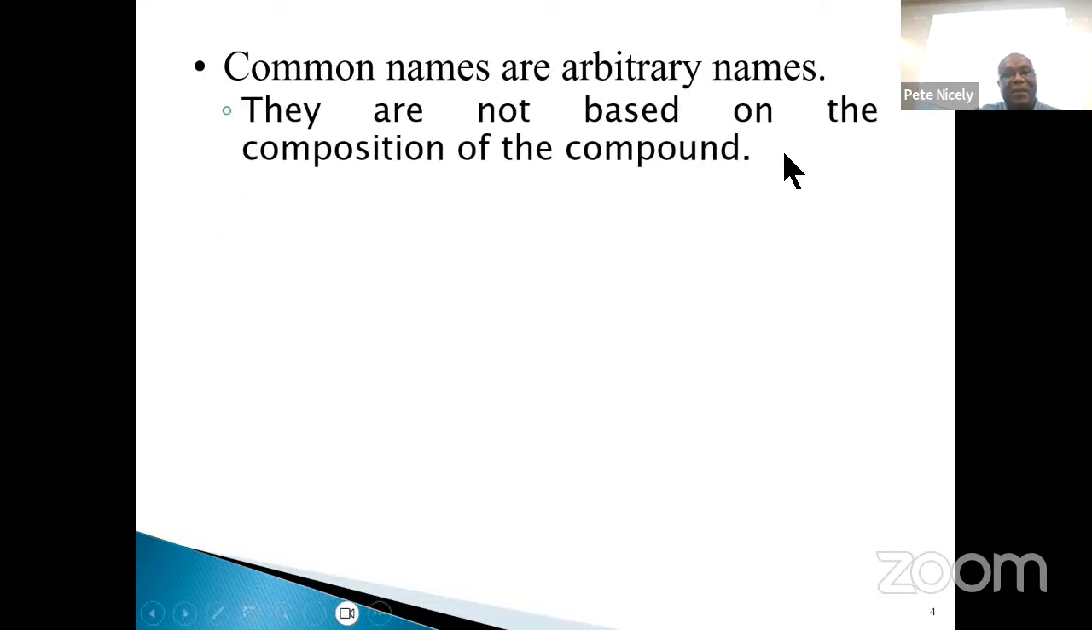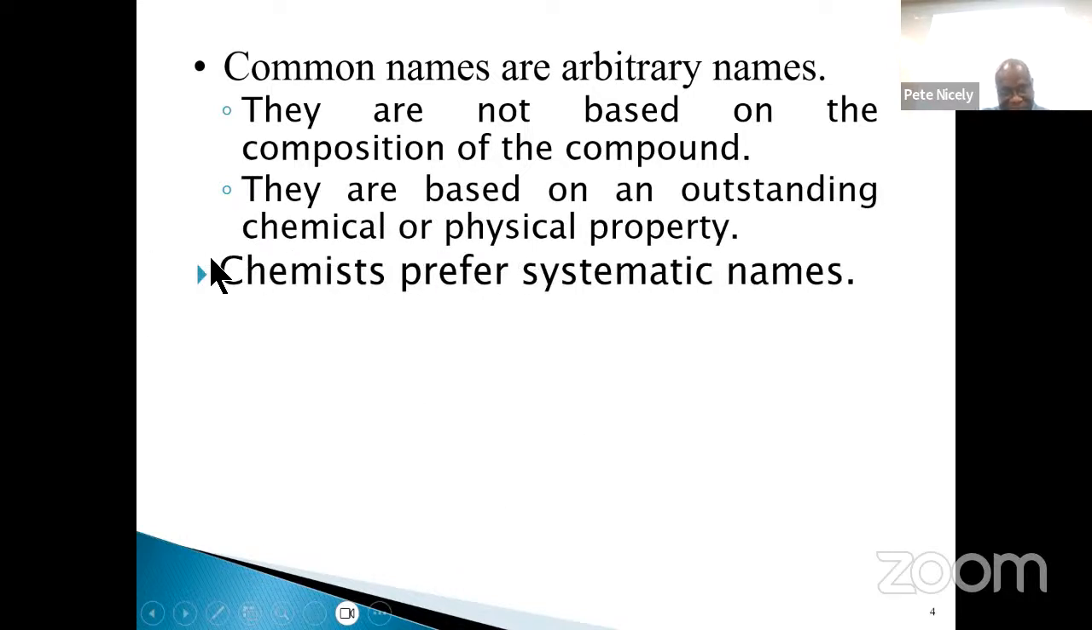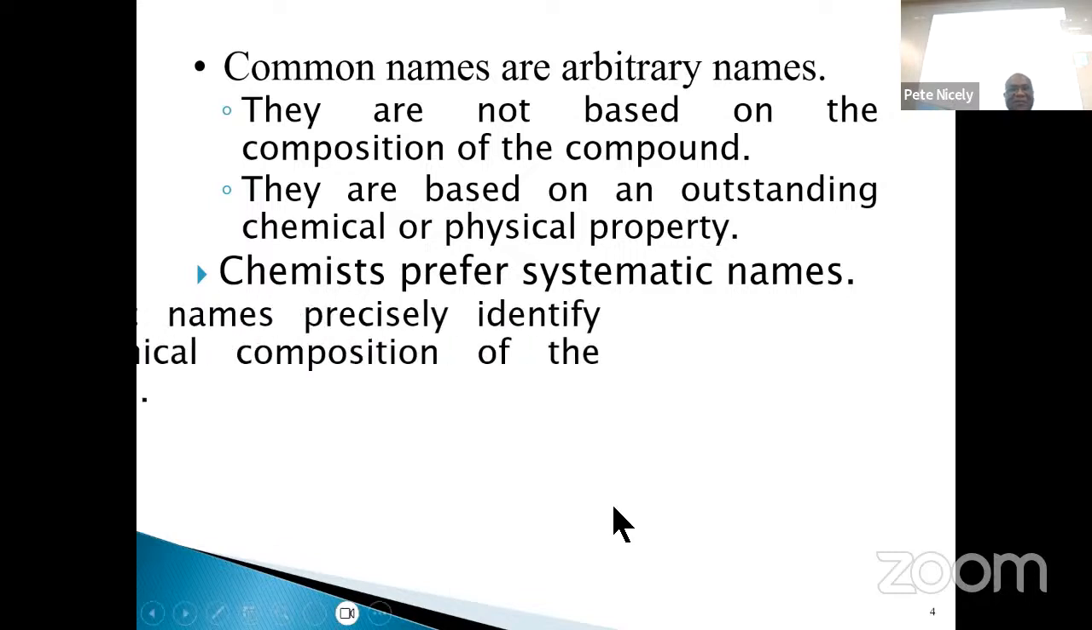All right, so they're not based on the composition of the compound. They're based on some sort of property that one can observe, be it chemical or physical. But in chemistry, we prefer to use systematic names, right? Because there are some rules which are much more rigorous in terms of naming these compounds, such that you can basically tell, based on a name, the composition of the particular compound. You can tell how many atoms of each element that is present per molecule of the compound, all right?